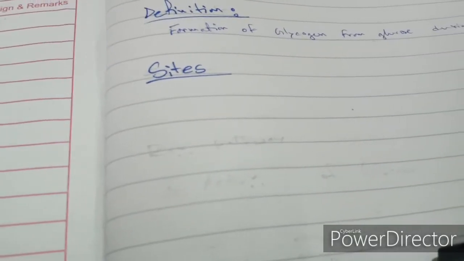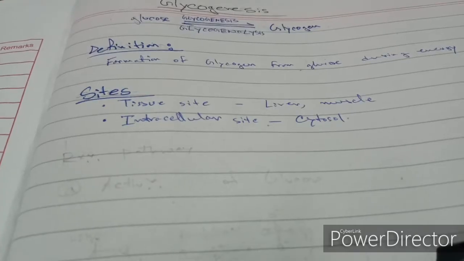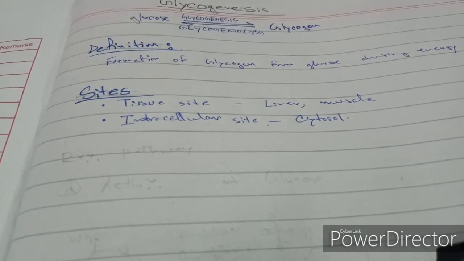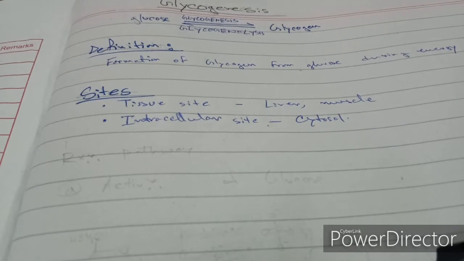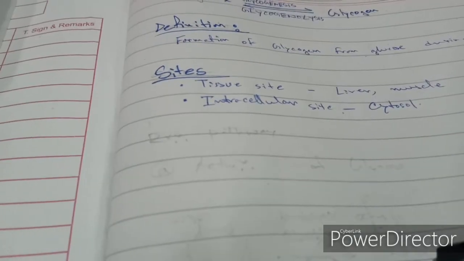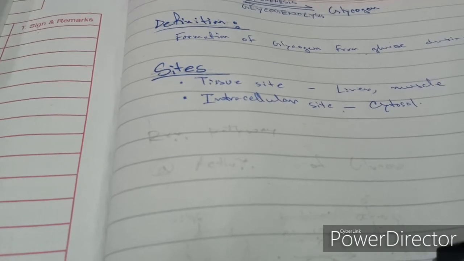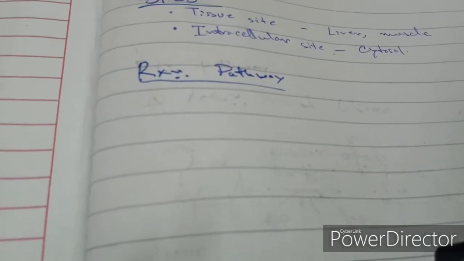And sites of this reaction. In tissue sites, it occurs in liver and muscle. And in the intracellular environment, it occurs in cytoplasm. Then this is the reaction pathway.